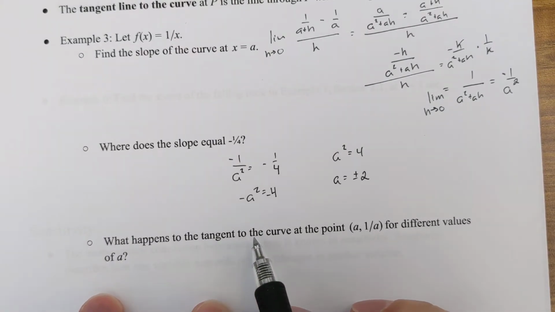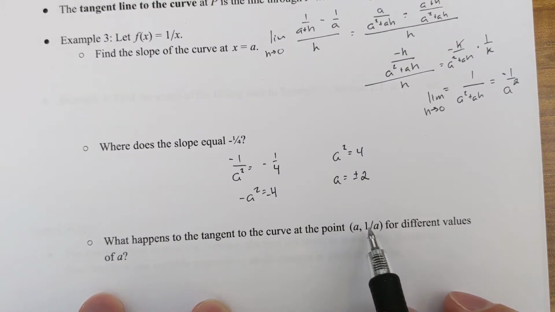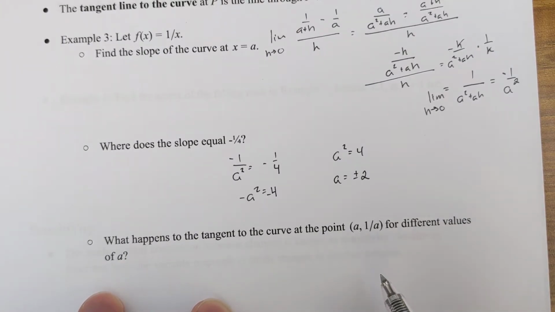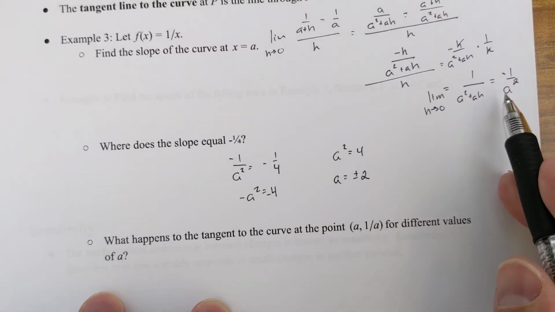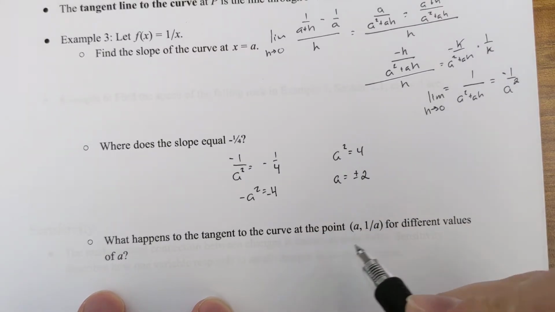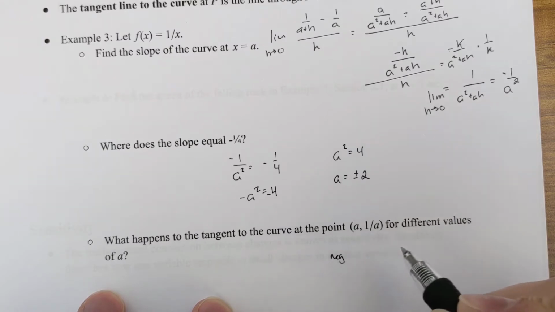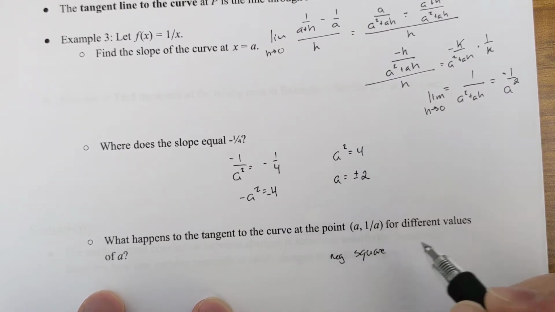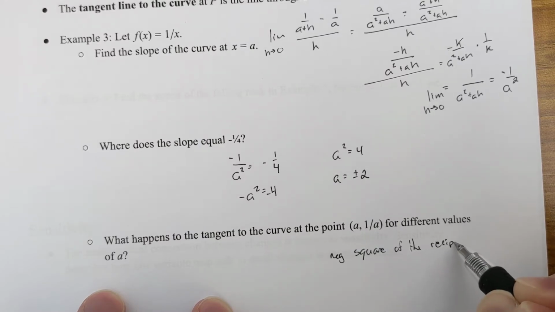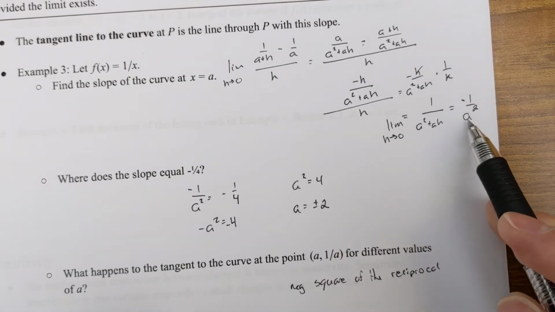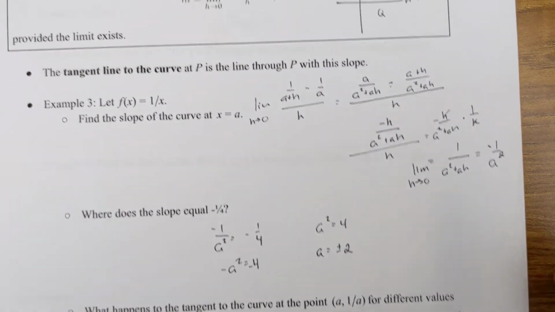So it says, what happens to the tangent of the curve at the point a comma 1 over a for different values of a? So it's just saying what's going to happen to this value. Well, tangent is -1 over a squared, so it's the negative square of the reciprocal. So that's just that formula, the negative square of the reciprocal.